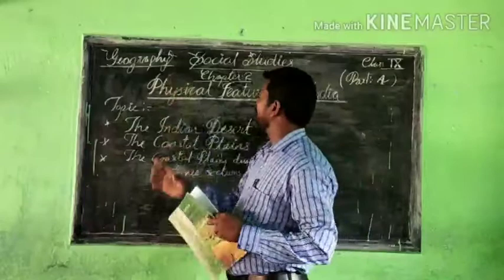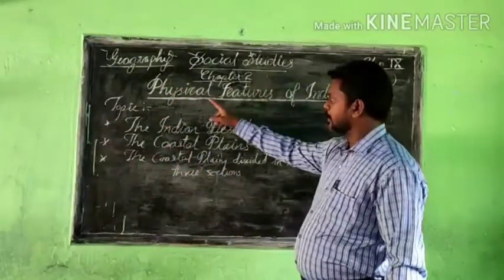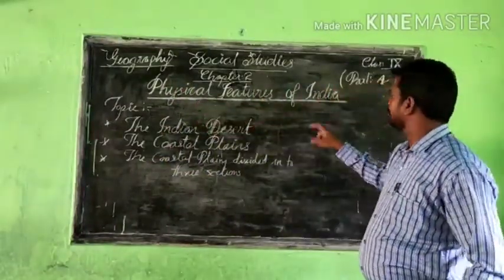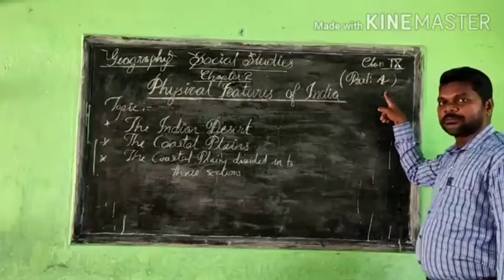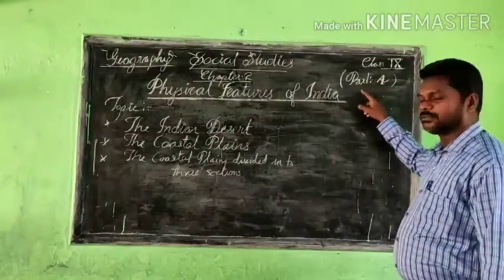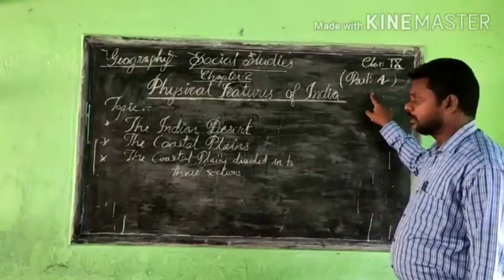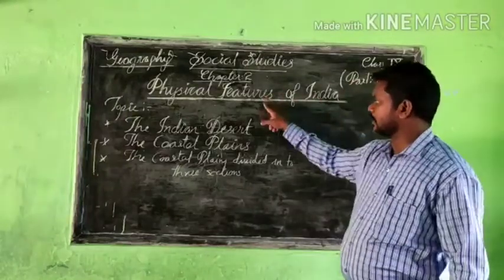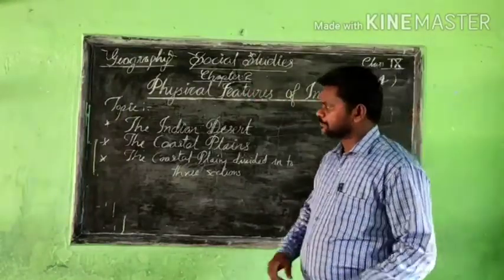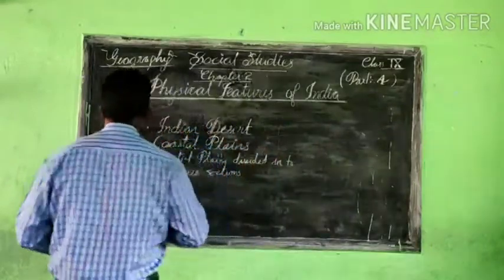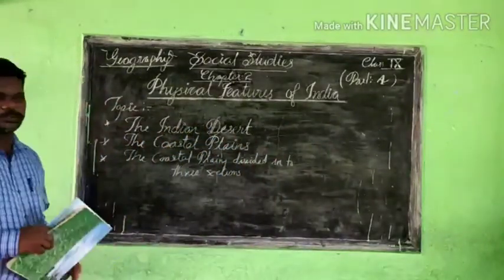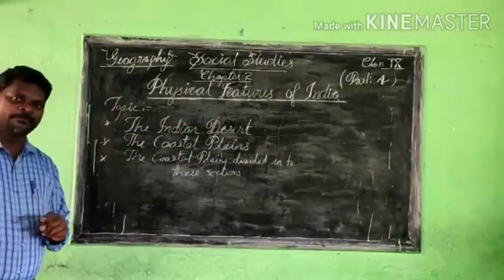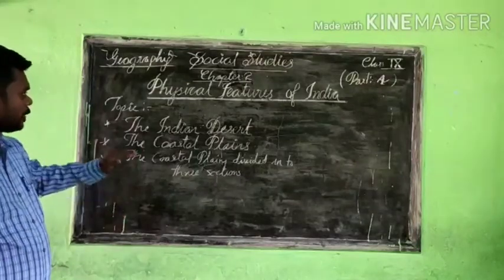Geography, Chapter 2, Physical Features of India, Part 4. We already completed the first, second and third parts. Now the fourth part from the same lesson, chapter 2. We have a few topics I already mentioned here, and we were learning about the physical features of India. We learned there are 4 or 5 points.